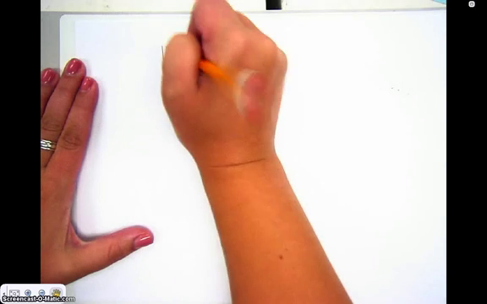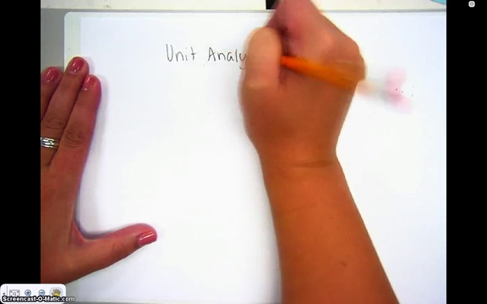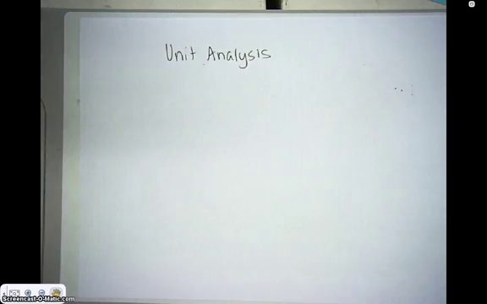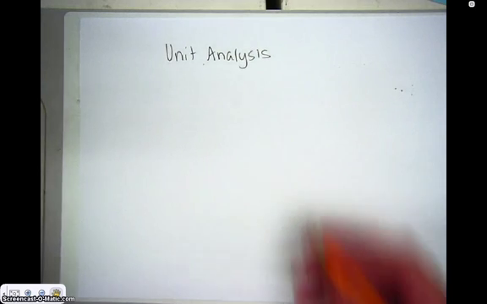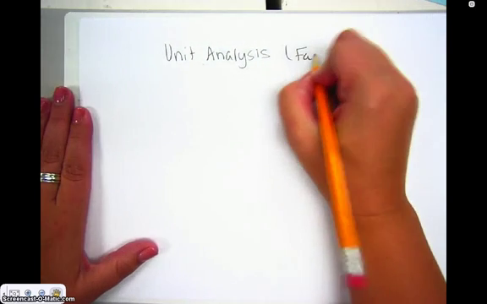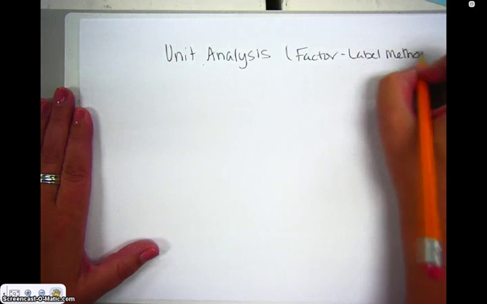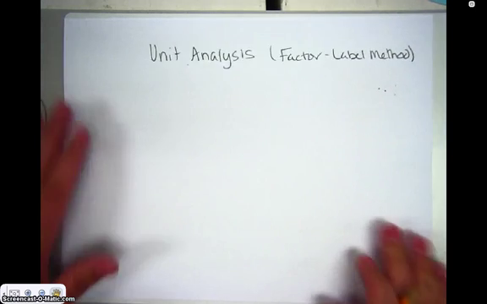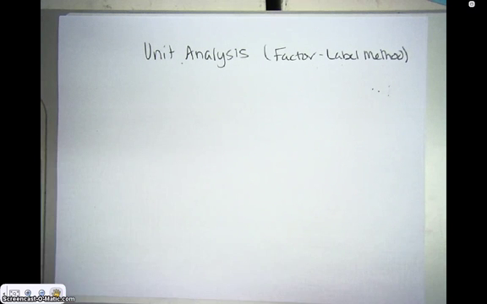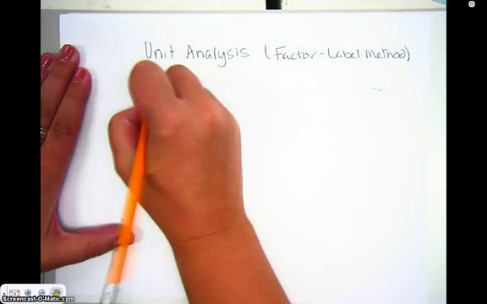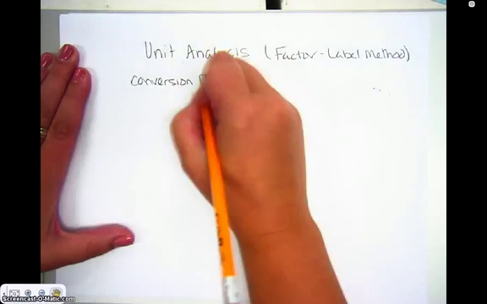In this video, we're going to learn about a process of conversion called unit analysis. It's also called the factor label method. You might see that on some things, so if you ever come across that, you know what we're talking about. Unit analysis is used to convert from one unit to another by using a conversion factor. And conversion factors are always equal to 1.